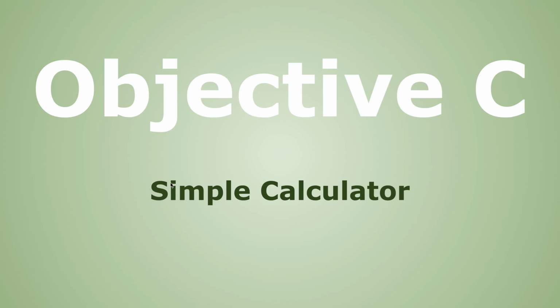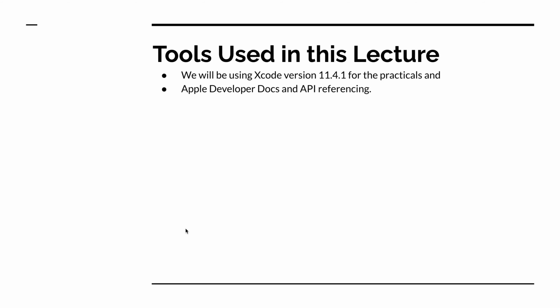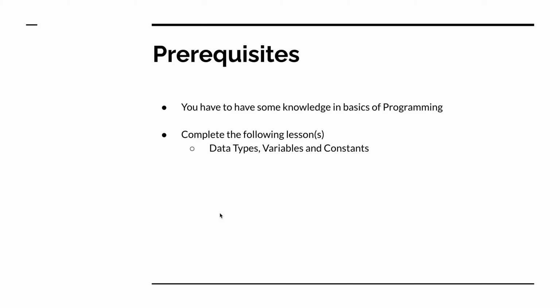Hi everyone. So the lesson is a simple calculator in Objective-C. Let's see how to develop a simple calculator based on the knowledge we gained from the previous lessons. We'll be using Xcode version 11.4.1 for practicals and Apple developer docs and API referencing.